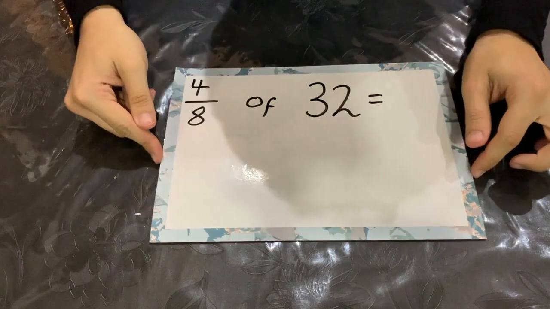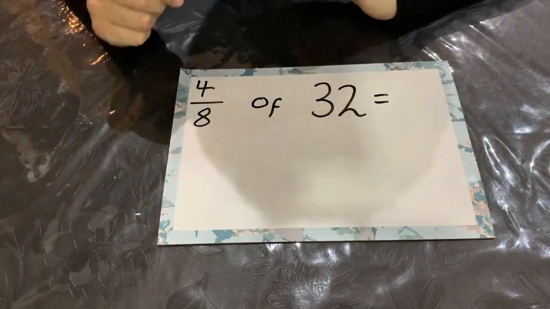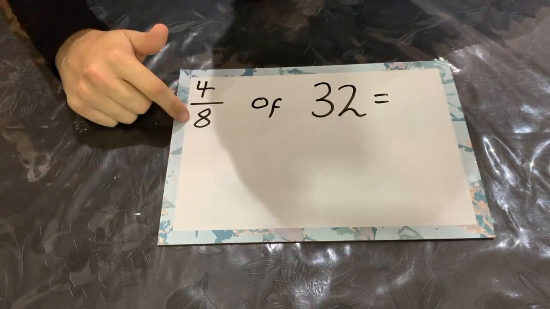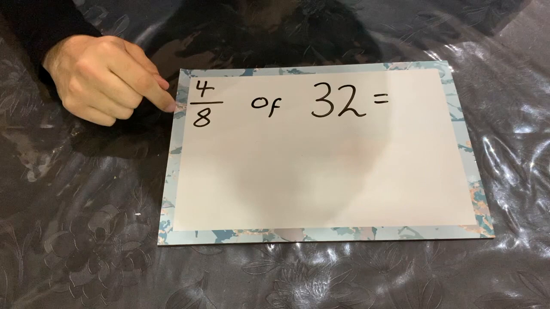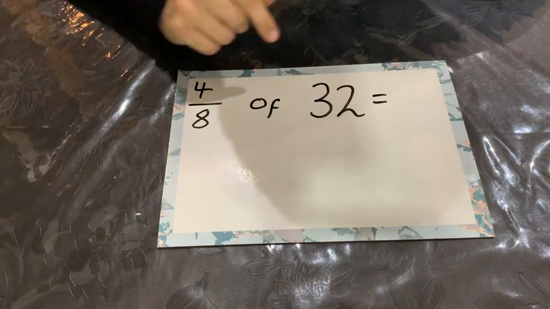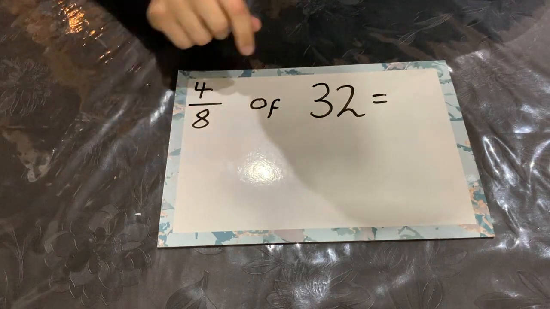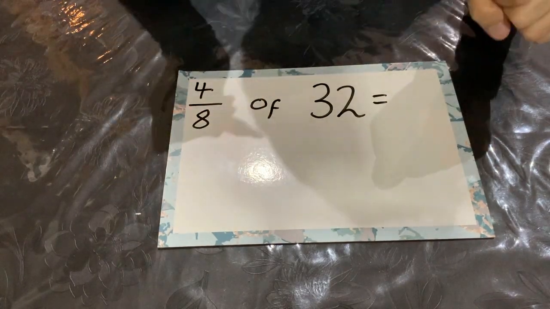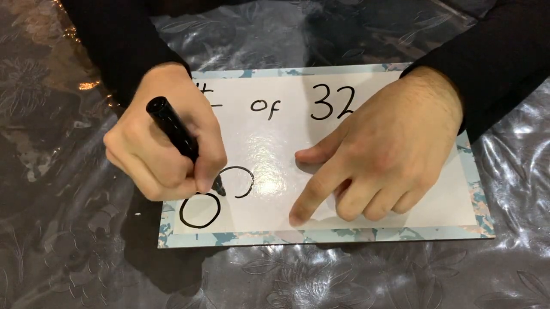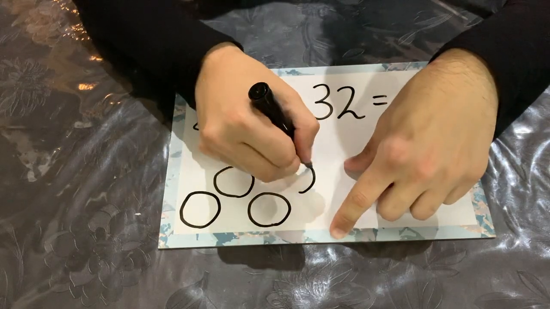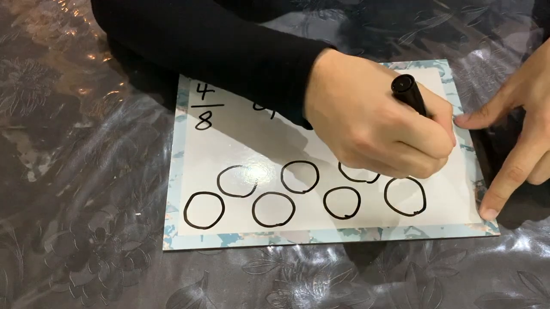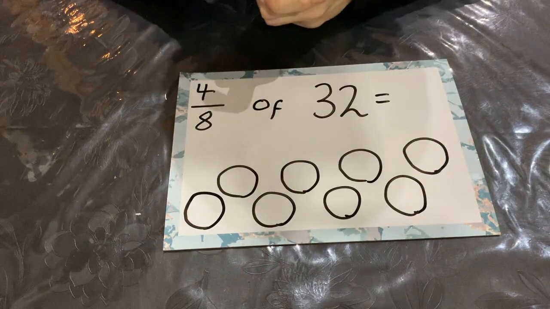Okay, we're going to do one more example like this, and then I'm going to give you a challenge at the end. So this time my fraction is 4/8. So my numerator is 4 and my denominator is 8. So I need to share my number 32 into 8 groups because I want 4/8 of 32. So the first thing I need to do is draw my 8 groups. I've got 1, 2, 3, 4, 5, 6, 7, and 8 groups.